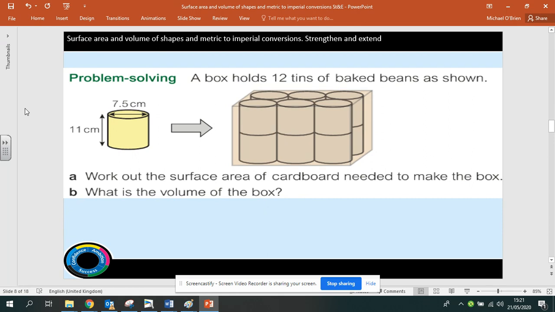Okay, slightly different sort of problem now. We've got a box holding 12 tins of baked beans. Work out the surface area of cardboard needed to make the box, and what is the volume of that box. So pause the video, turn it back on when you're ready for the answer.